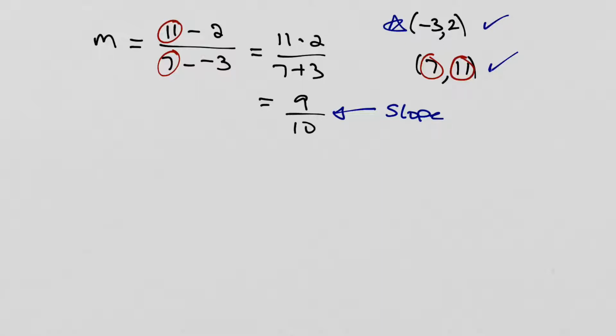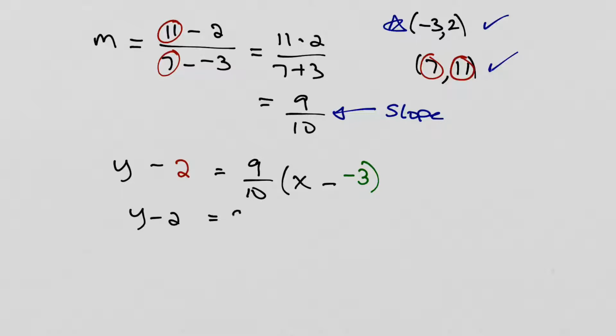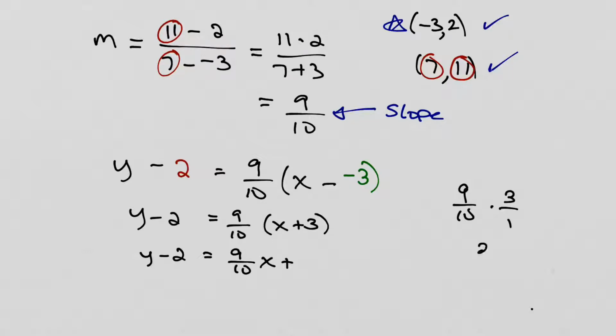Right? So I could say y minus the y value, which is 2, equals my slope, 9/10, times x minus the x value, which is -3. Right? So this gives me y minus 2 equals 9/10 times x plus 3. And if we multiply this 9/10 through, I'll get 9/10 times x, and 9/10 times 3, well, let's see, 9/10 times 3. 3 is the same thing as 3/1, so I can multiply straight across to get 27/10.